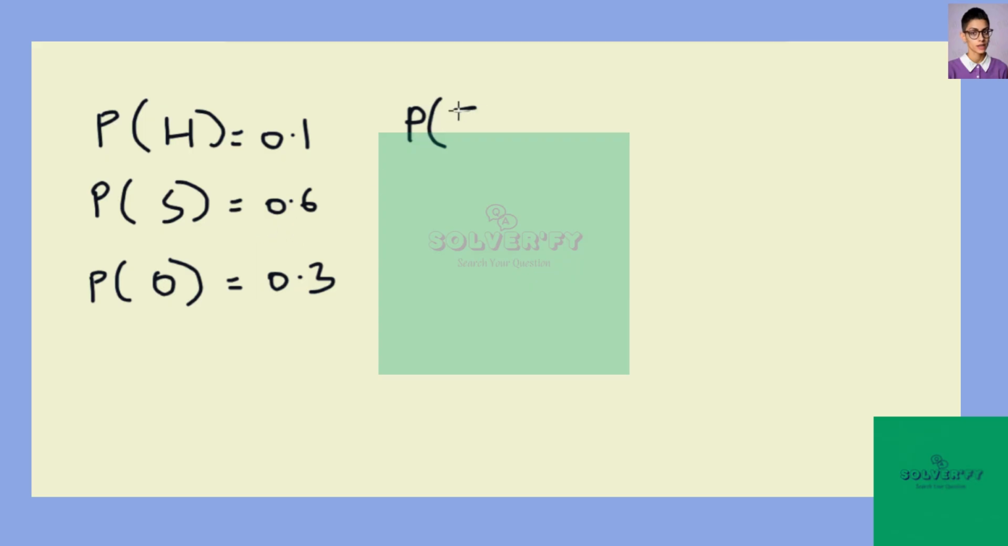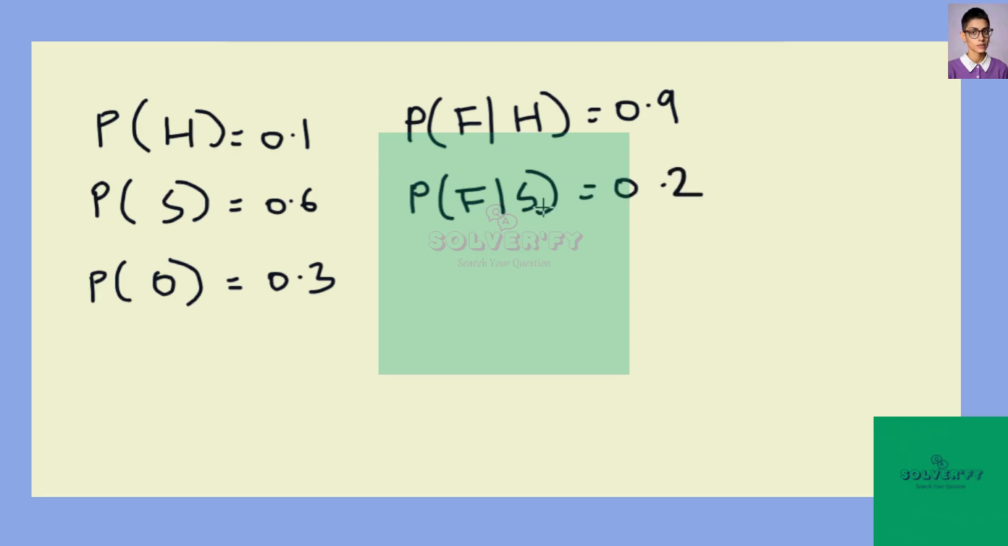The probability of a printer failure, given it's a hardware problem, is 0.9. So if you have a hardware problem, the probability the printer just fails is 0.9. Failure given software is 0.2. So printers with software problems are much more likely to keep functioning. Probability of failure given other is 0.5.